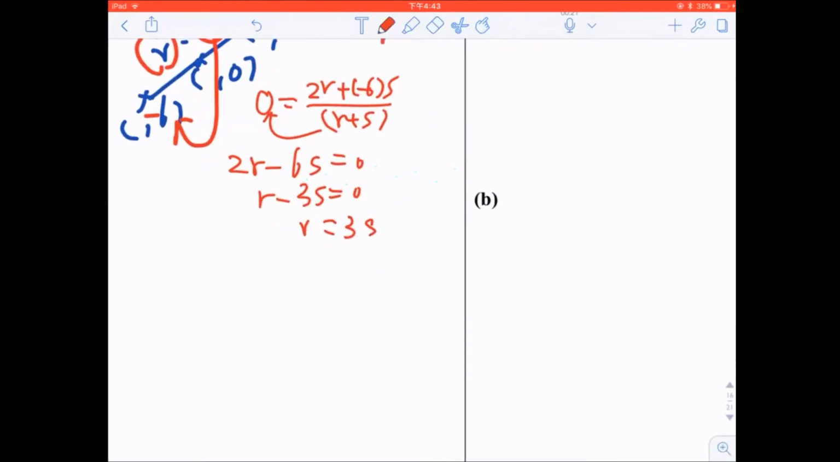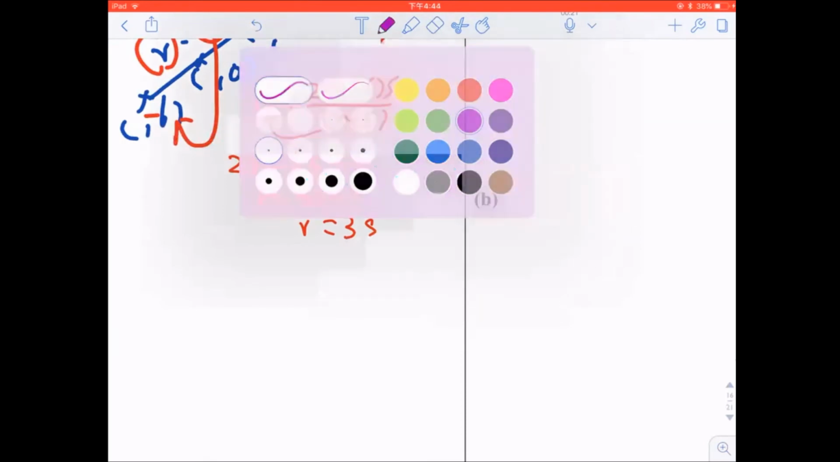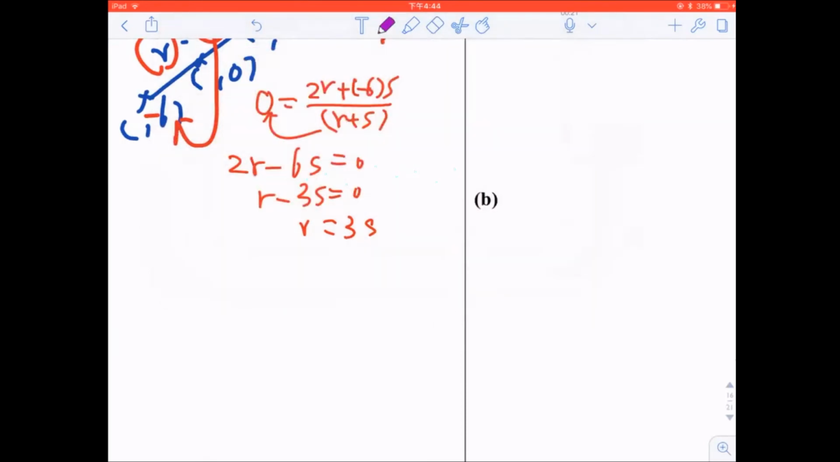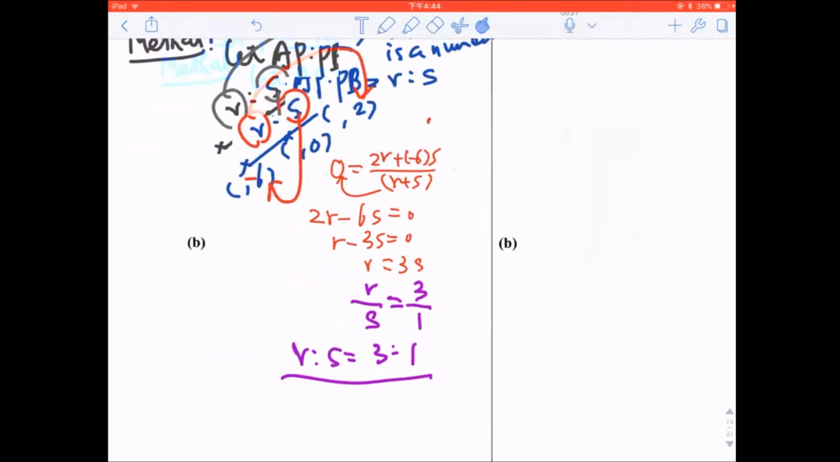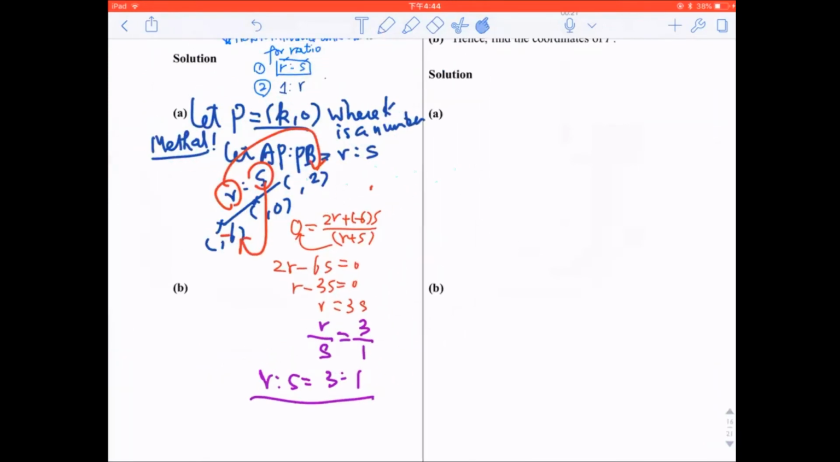Wow, because now this is easy to make mistakes, right? Most of you say that R equal to 3S means the ratio is 1 to 3. Sorry, there is a mismatch for the ratio portion. Because R to S is R divided by S. So I divide by S to the left hand side, and you get 3 over 1. So R to S will be equal to 3 to 1. Understand?